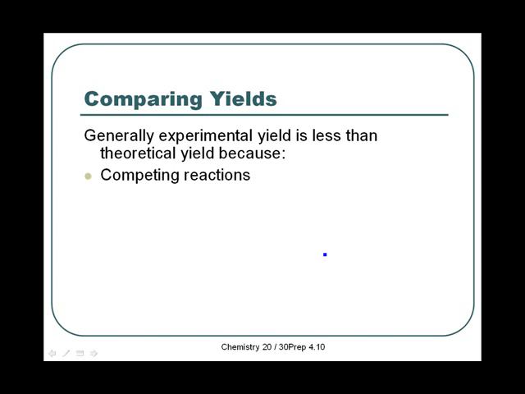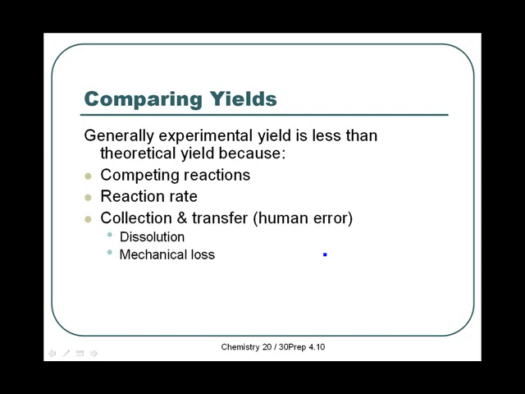And here's a list of reasons why, and then we're going to go through and talk about them each individually. So there could be competing reactions, so the reaction that we want isn't the only reaction that's happening. Sometimes the reactions happen so slowly that we may not wait long enough. Product can be lost due to human error. Sometimes it can go into solution when we don't want it to, or we can lose some. So mechanical loss is losing some during the process of the experiment.